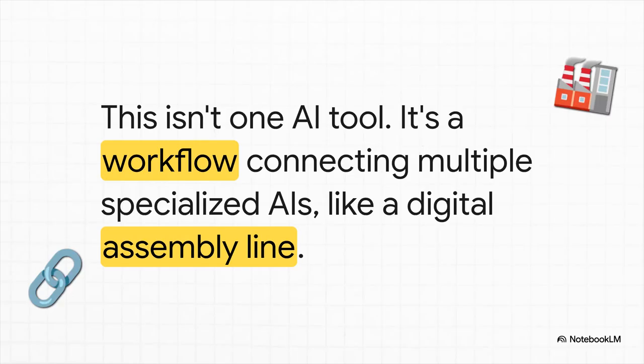So what's the secret sauce holding this whole factory together? It's an automation platform. Think of it like the conveyor belt. Its job is to connect a whole bunch of different, specialized AIs. Each AI is like a worker at a station, doing one specific job really well. And this platform just moves the project from one station to the next, completely on its own. Once you hit go, it's totally hands-off.